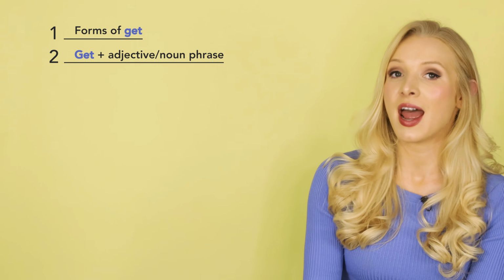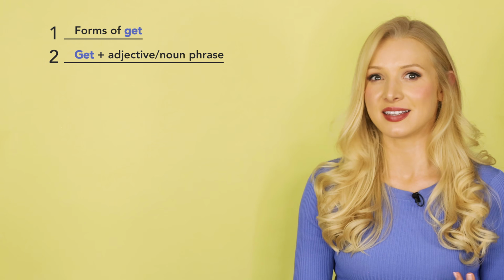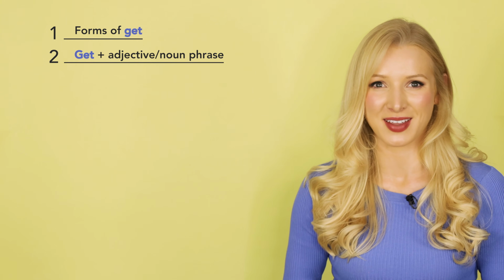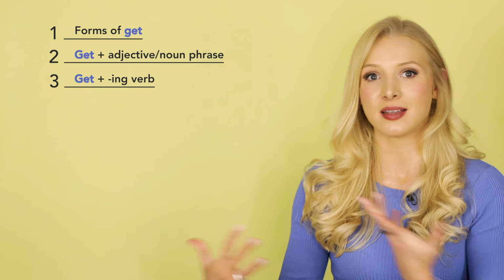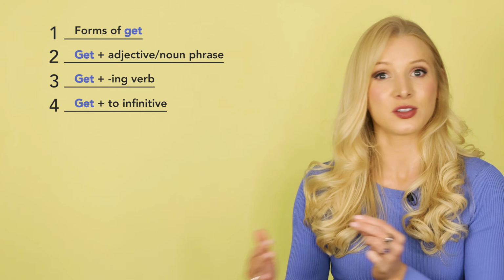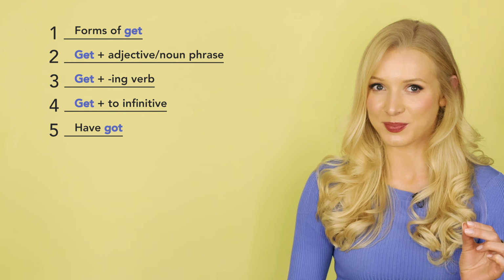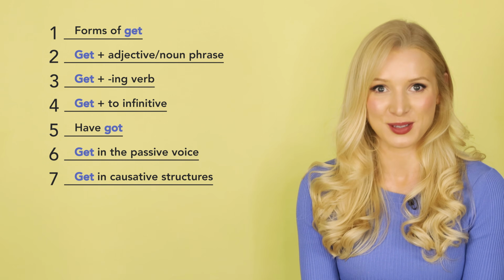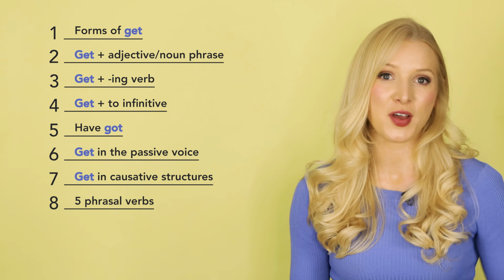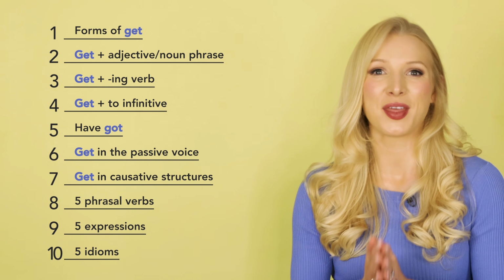Okay, this is going to be a long video, so I'm going to tell you exactly what you're going to learn so you know what to expect. First, I'm going to go through the forms of get. Then we'll look at get when followed by an adjective or a noun phrase. In this section, we'll look at the many different uses of get, some of the ones I mentioned at the beginning. After that, we'll look at get plus ing verb, get plus to-infinitive, and have got. We'll also discuss how we use get in the passive voice and in causative structures. We'll end the video with 5 phrasal verbs, expressions, and idioms with get.